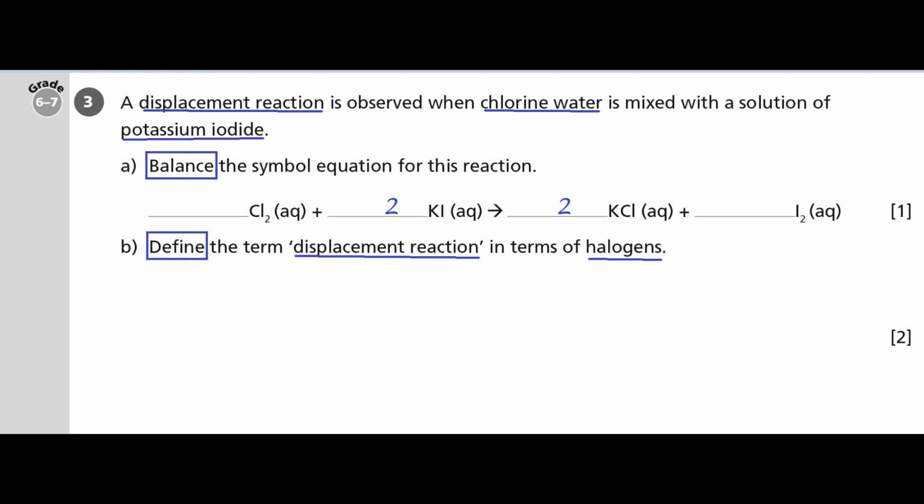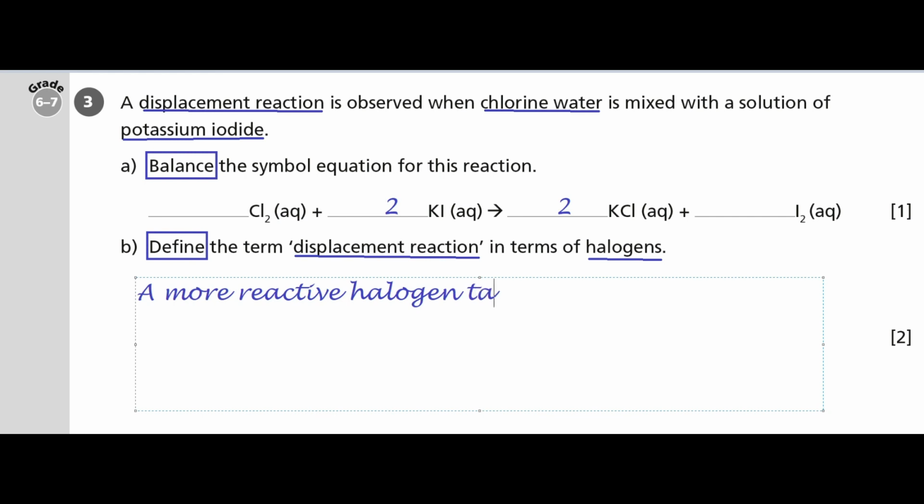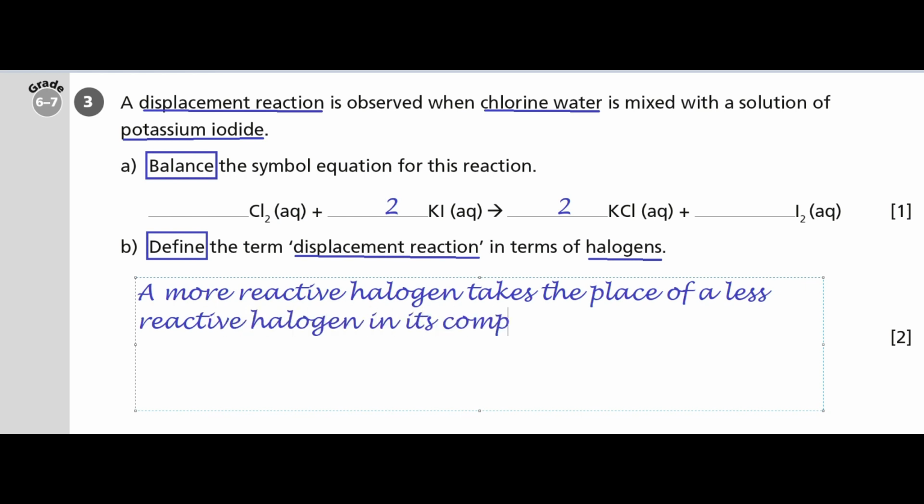So, the full definition of a displacement reaction is when a more reactive element takes the place of a less reactive element in its compound, but we need to do it in terms of halogens. So we write a more reactive halogen takes the place of a less reactive halogen in its compound. And that is the full answer.